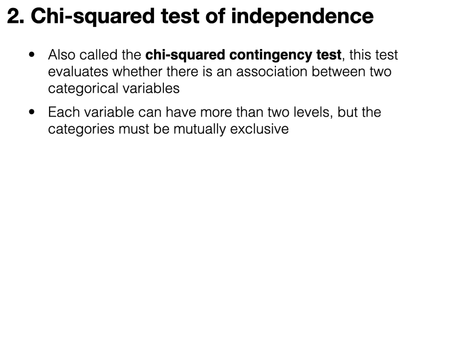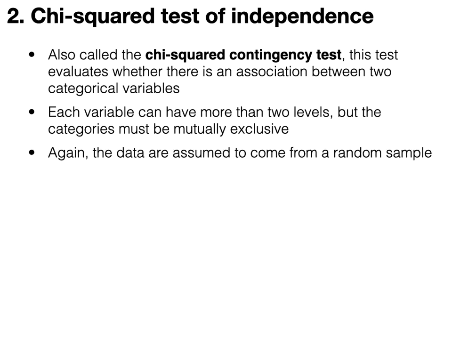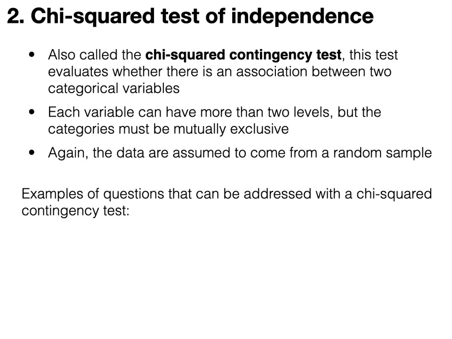In the chi-squared test, the variables can have more than two levels, but the categories or levels within any one variable have to be mutually exclusive. In other words, an individual in your sample can't belong to more than one category for a given variable. For example, if one of your variables is hair color and you've got categories like black, brown, blonde, red, you can't have a person who has both brown hair and red hair. They have to be assigned to one category. As usual, the data are assumed to come from a random sample.